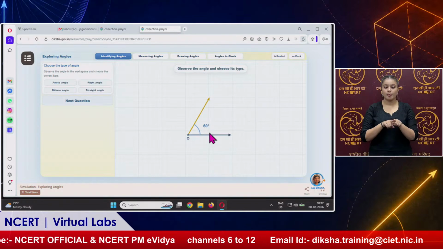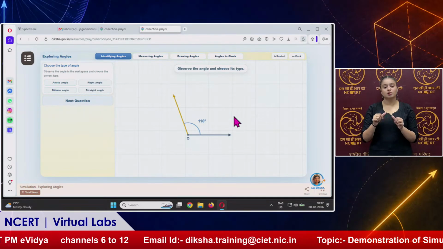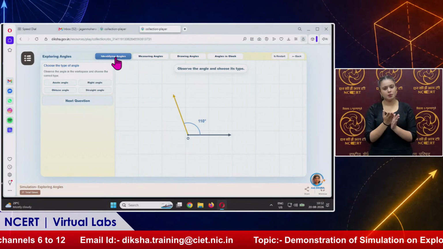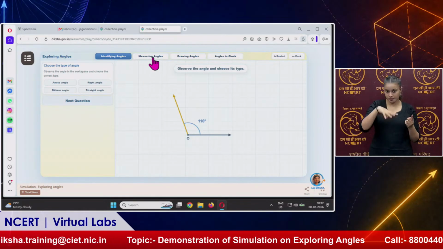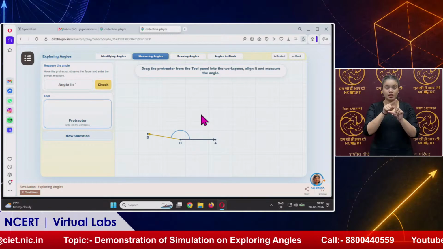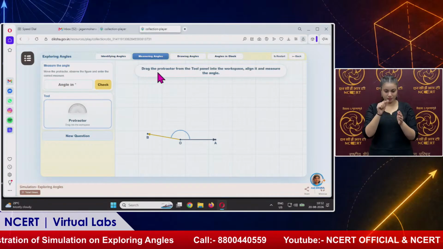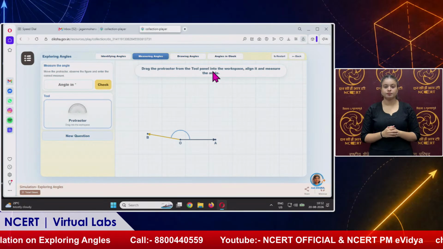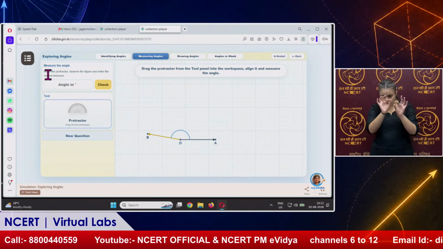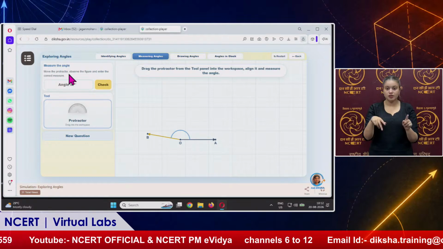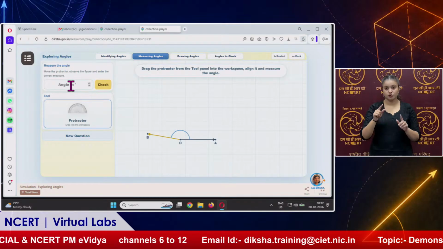For example, here the 60 degrees angle is there. So, obviously this is the acute angle. So, this is the way we can identify the angle, and the next one is measuring the angle. Here you could see some instructions also: drag the protractor from the tool pen into the workspace, align it and measure the angle. And also you could see here, move the protractor, observe the figure and enter the correct measure.